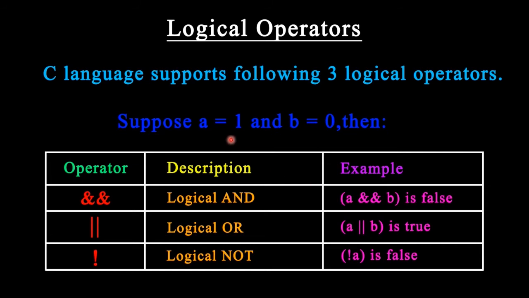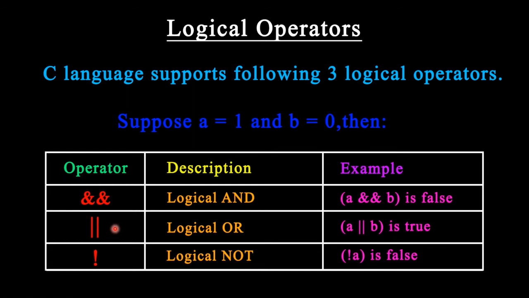That is why this will give us true. But in this case, since A is 1 and B is 0, both the operands don't have the same value. That is why it is giving us false. So in the case of logical AND, both the operands should be true. Then only it will give us true. Otherwise, it will give us false.